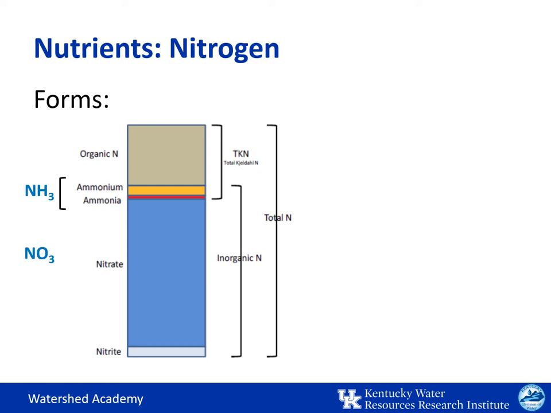Another form is nitrate nitrogen. This is the main form of nitrogen dissolved in waters. It can also move readily through soils. Nitrogen, which comes from fertilizer, soil, the air, and the waste, is transformed to nitrate. Another form is nitrite, or NO2. This is typically only an intermediary form that is quickly transformed to nitrate in the waters.